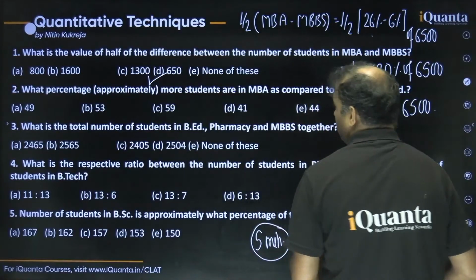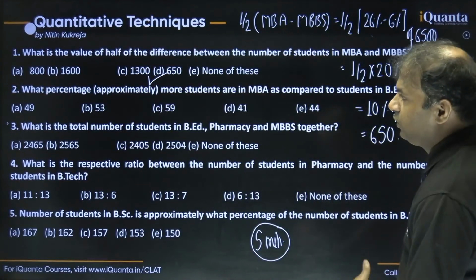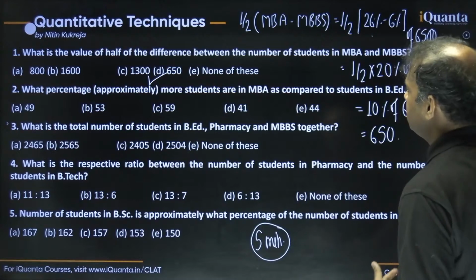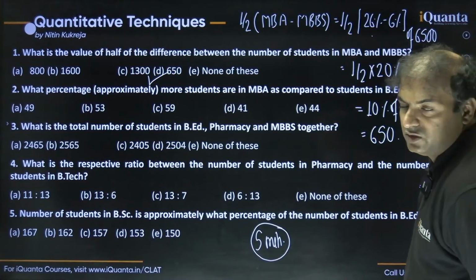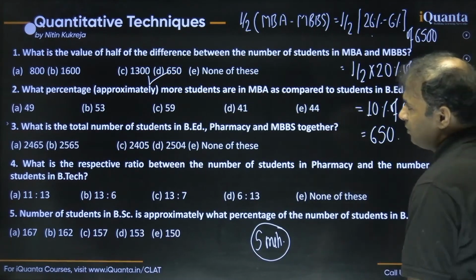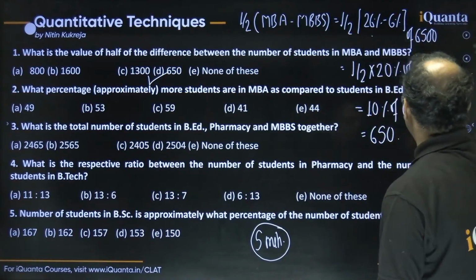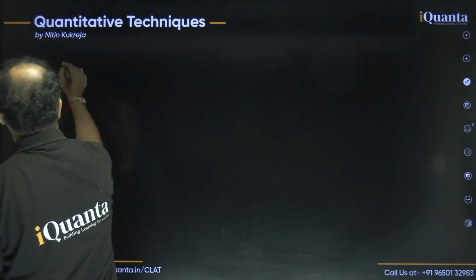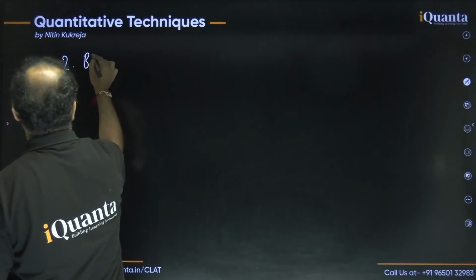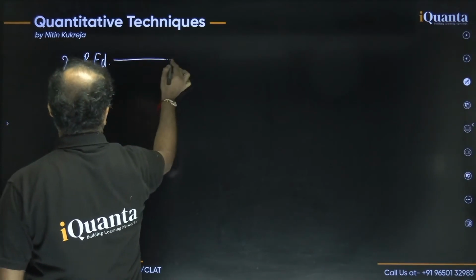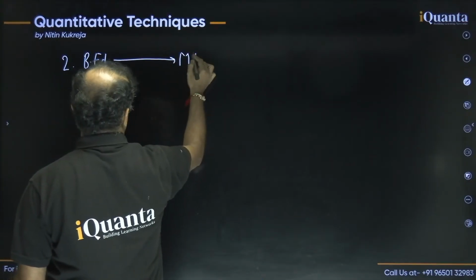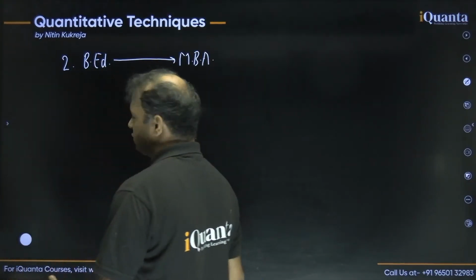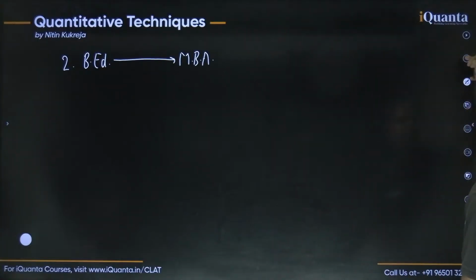Okay. So question 1 is done already. Question 2 says: what percent approximately more students are in MBA as compared to B.Ed? In MBA, how many more percentage students are there as compared to B.Ed? So guys, in this question, we'll say that B.Ed is the initial value, and MBA must be the final value. We can say that. Now let's see their percentage shares.